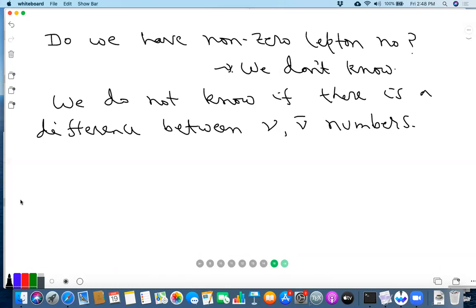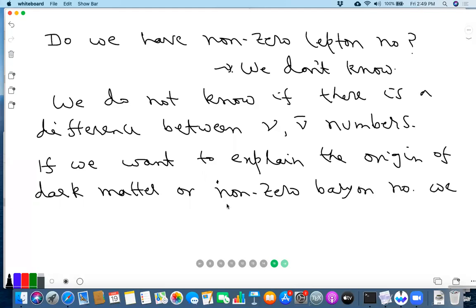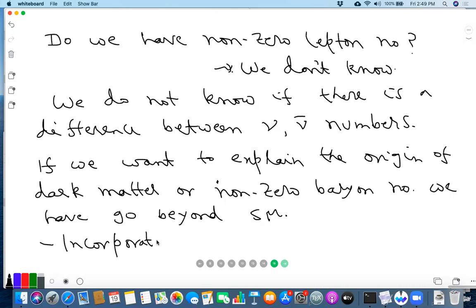But basically what this is saying is that if we want to explain the origin of dark matter or non-zero baryon number, we have to go beyond the standard model, which means that we incorporate in the microscopic theory new interactions, new particles maybe, incorporate in the quantum field theory new fields with new interactions.